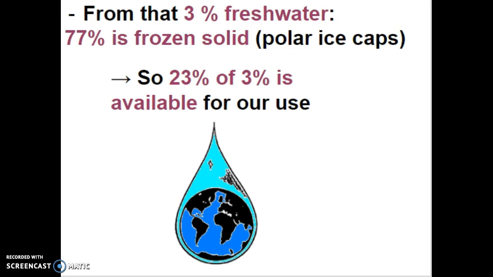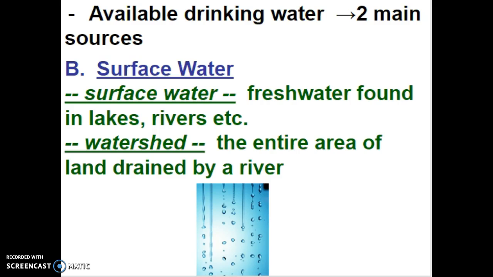So when we talk about, again, human water needs, we need usable fresh water. We do not consider ice as a usable water source. So of that 77% of water that is frozen solid, only 23% of that original 3% of fresh water is available for our human needs.